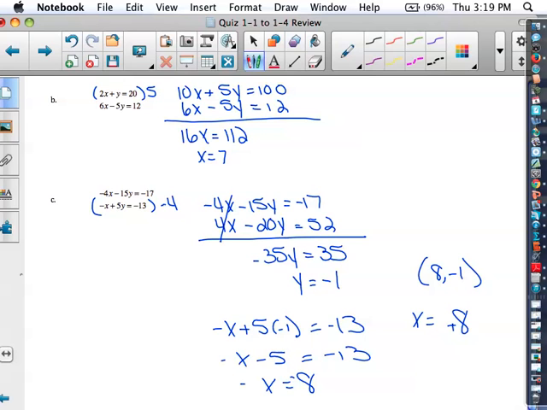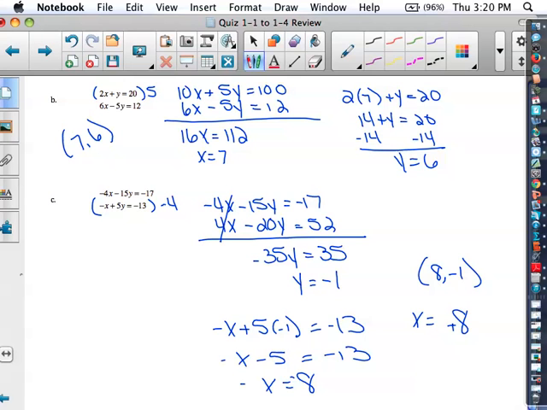Substitute the 7 back in, so you have 2 times 7 plus y equals 20. So you have 14 plus y equals 20. Subtract the 14 from both sides, and you'll get that y is equal to 6. So the solution to this is 7, 6. Okay, 7, 6. So if you have that on your paper, just go back.